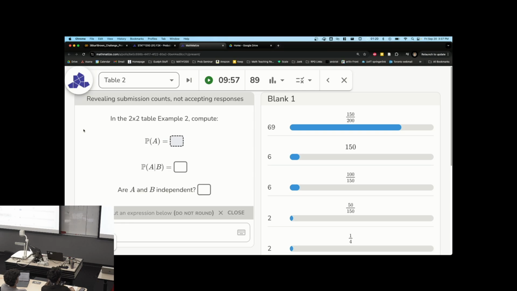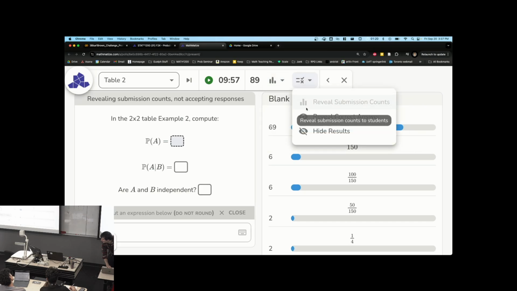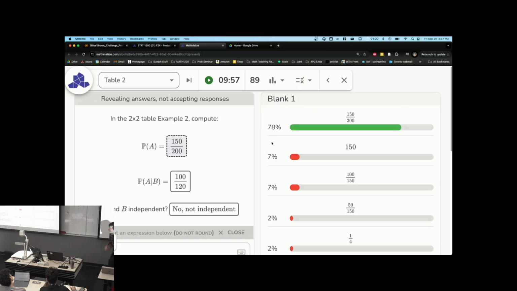There's 150 total people who are A's, right? 100 of them are B and A, and 50 of them are A and not B. And then how many people total are there? 200. So what's the right answer? 150 out of 200. I think. Reveal correct answer. Makes sense to me. Very good. Most people got that one. What about the next one?